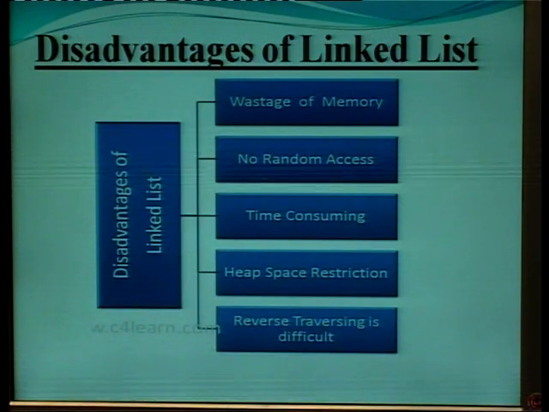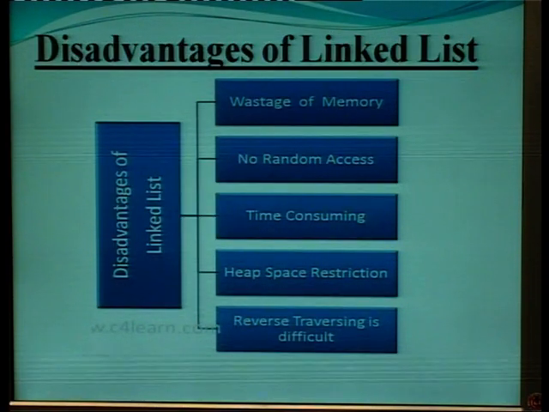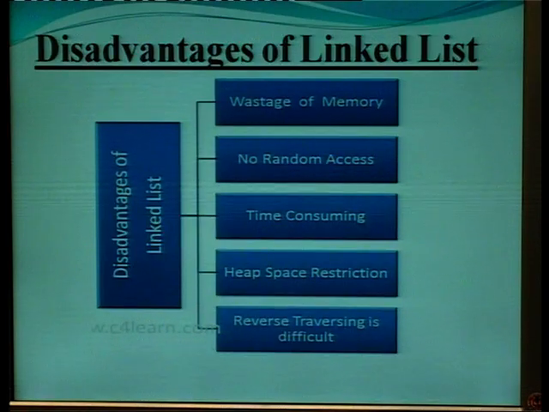Second drawback of the linked list is no random access. No random access means we cannot randomly access each element. We have to start either from the head to tail or from the tail to head. So this is the major disadvantage.